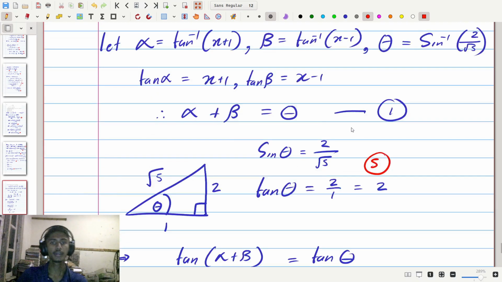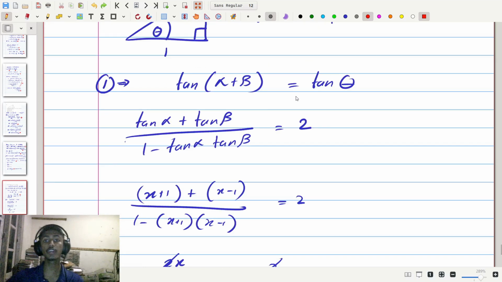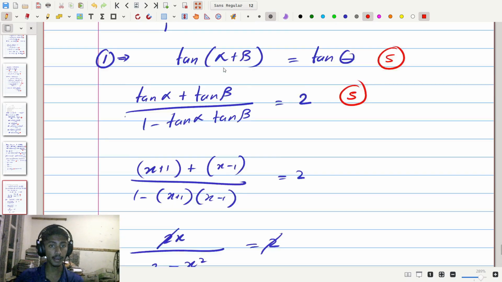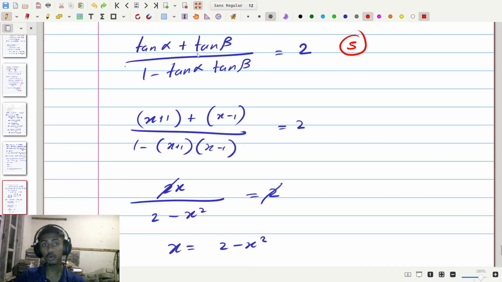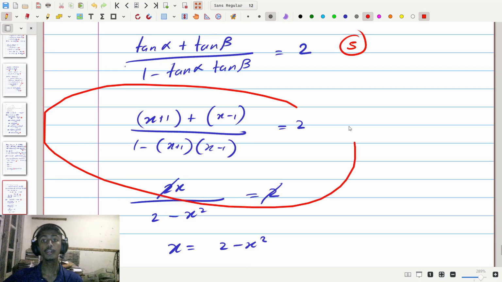Now after that, when you take the equation that you are given and substitute alpha, beta and theta, and then you take the tangent of both sides, for taking the tangent of both sides like this, you get 5 marks. After that, when you substitute tangent of theta like so, and then expand tangent of alpha plus beta like so, you get another 5 marks for that. And then when you substitute tangent of alpha's value and tangent of beta's value like so, you get another 5 marks.